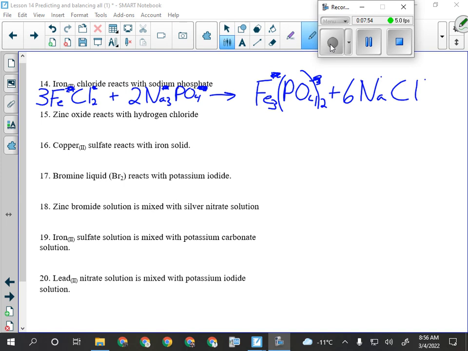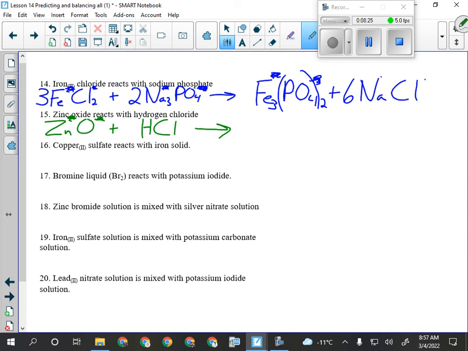So on number 15, okay, we got zinc oxide. So zinc is Zn, it's a metal, so this is ionic. 2+, oxide, 2-, so that compound is fine as ZnO because the charge is already balanced. Reacts with hydrogen chloride, H, which is a 1+, with chlorine, which is a 1-, so again, that's another compound that's already dropped and swapped properly. Okay, same kind of reaction as the last one.